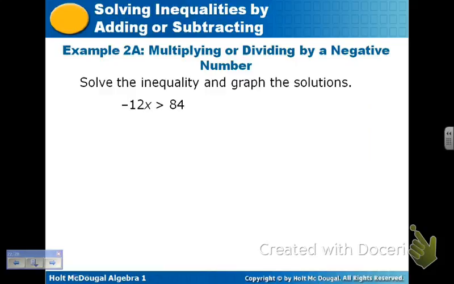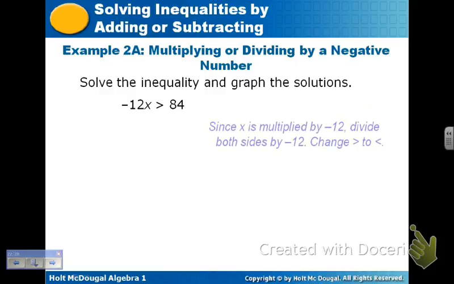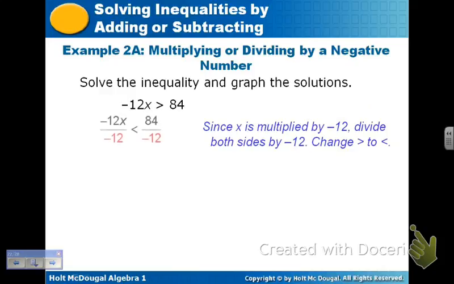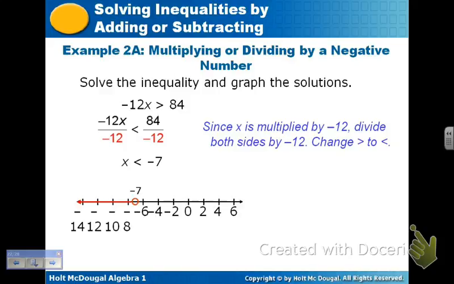All right, here we have an inequality, negative 12x is greater than 84. So x is being multiplied by negative 12, so we use the inverse operation of division. So when we divide both sides by a negative 12, dividing by a negative, you must reverse your inequality symbol. So greater than becomes less than, and we have x is less than negative 7. And graphing is the same.